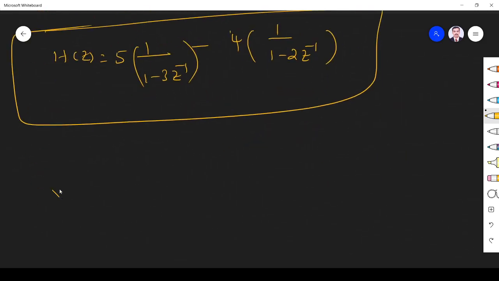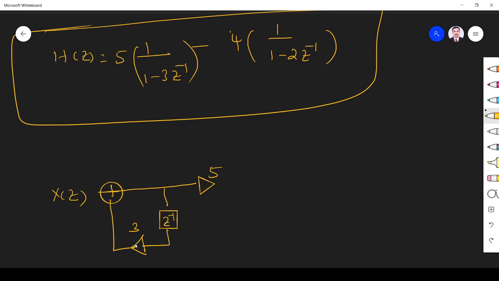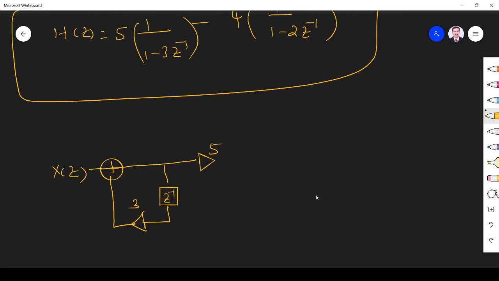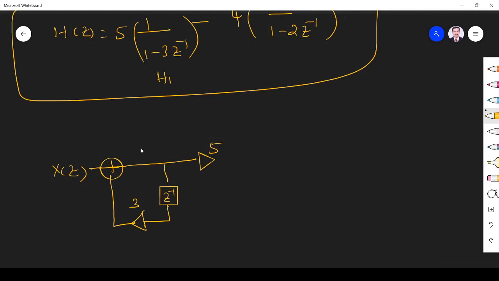So we know X(z) in a parallel form. How we have to draw it? The numerator is 5, here we have to add a z power minus 1, and here the multiplication factor will come as 3. And here you have to put an adder. How I have drawn this, please refer to my video on parallel form. For this equation we have to draw like this only. Let us assume this is H1. So we have drawn H1.